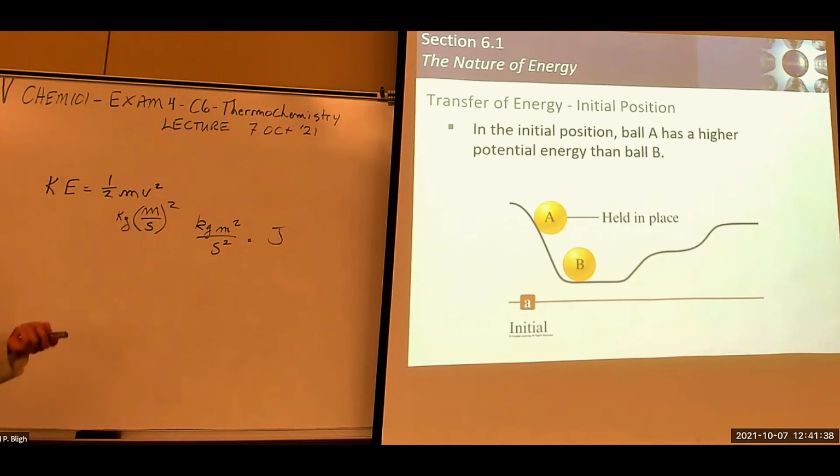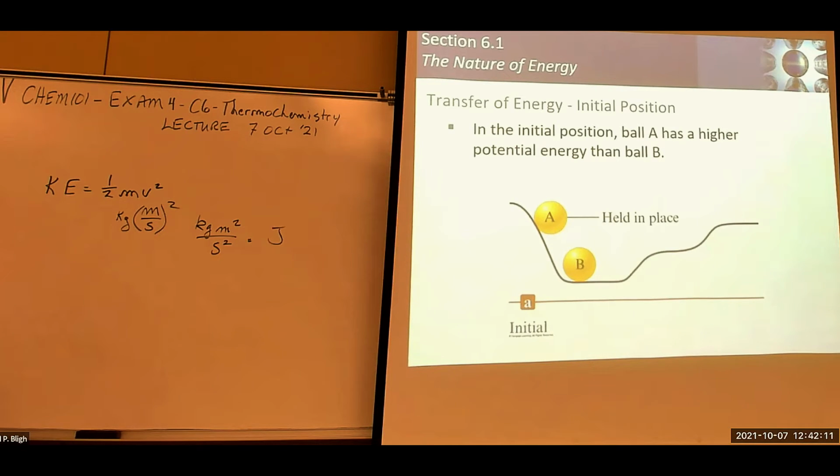Okay. This ball A has potential energy due to its position. And this B has less potential energy due to its position beneath A. Currently, A is being held in position. We don't know what's holding it there. It doesn't really matter. But if the force that's holding it there is removed, then it will spontaneously drop in that gravitational field and strike B.